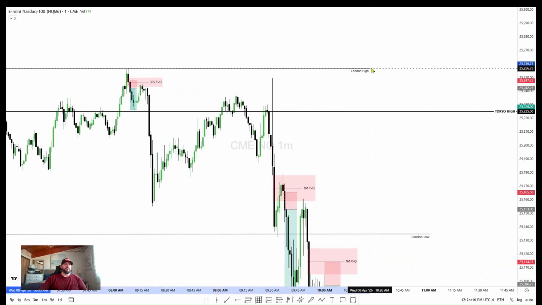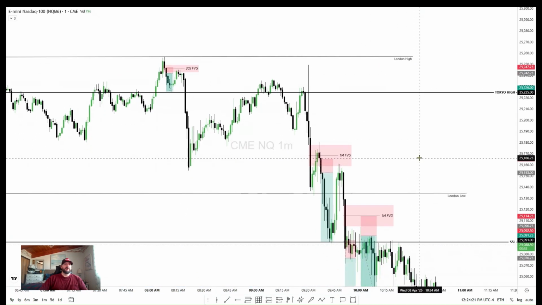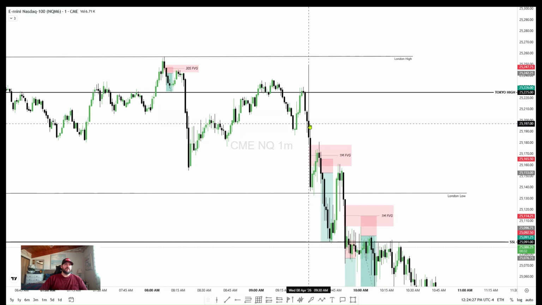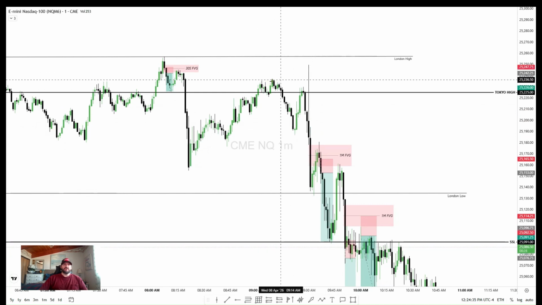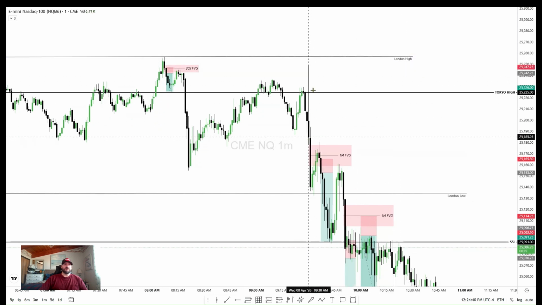Okay, so this is current session London high. At the open, right here, this candle with the big wick, this is New York open, 9:30. We trade up, sweep these highs. We don't get to London high. We reverse, leaving a huge wick.